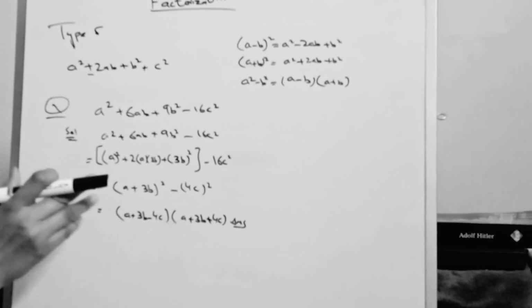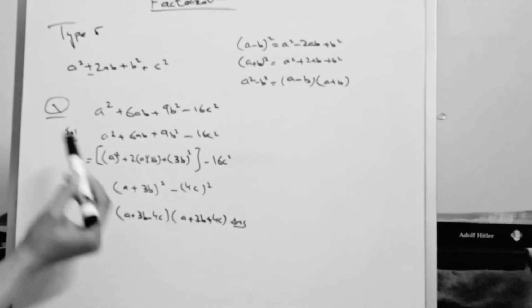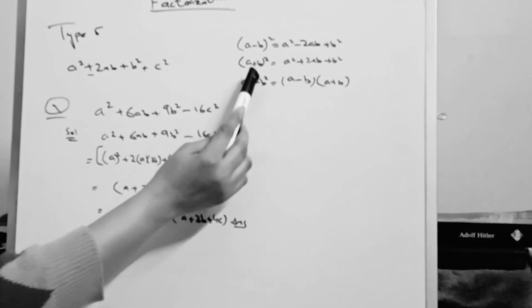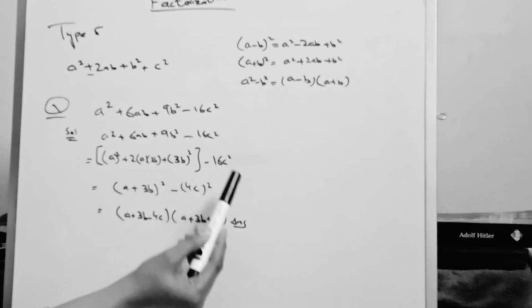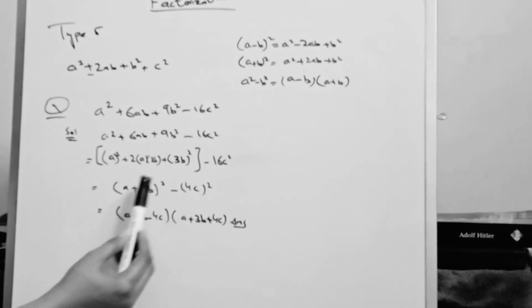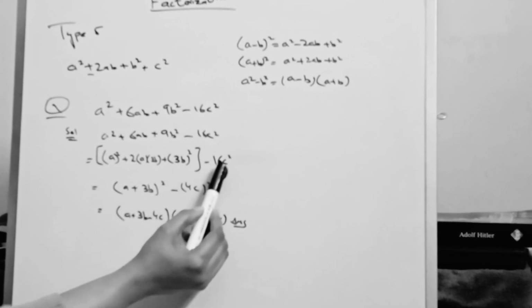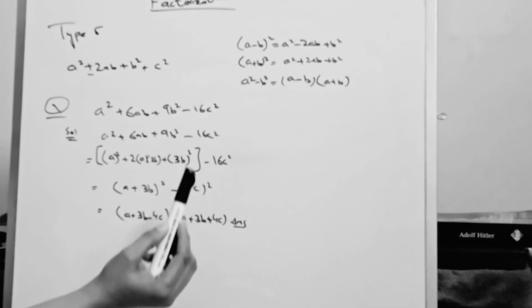Just look at what I am doing, I am just making its formula. And now what does this become? (a plus b). Now they have given us the right hand side; we have to convert it into the left hand side, that is (a plus b) whole square. What is a here? A. What is b here? 3b. (3b) whole square minus 16c square. 16 is the square of 4, so you can say (4c) whole square.